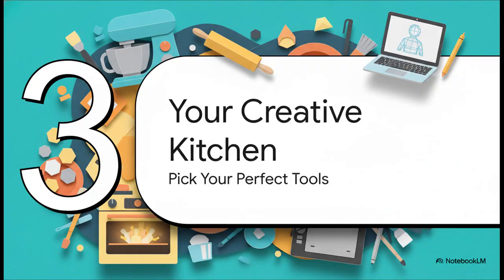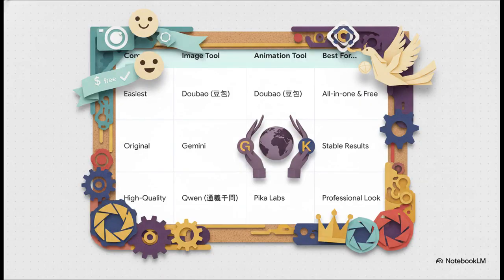Okay, so you know the 2 main steps now. Make the look, then add the action. But you might be wondering, which tools should I actually use? Well, think of it like a creative kitchen. You've got a few different gadgets to choose from, depending on what you feel like making. Choosing your combo is pretty key, so let's look at the options.